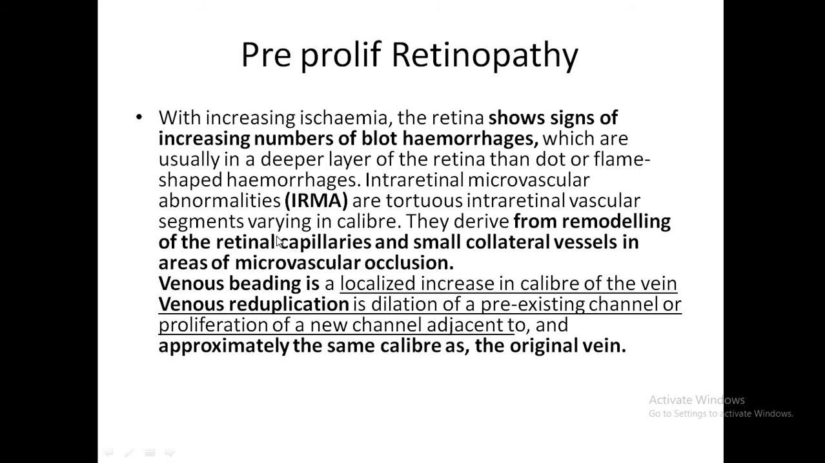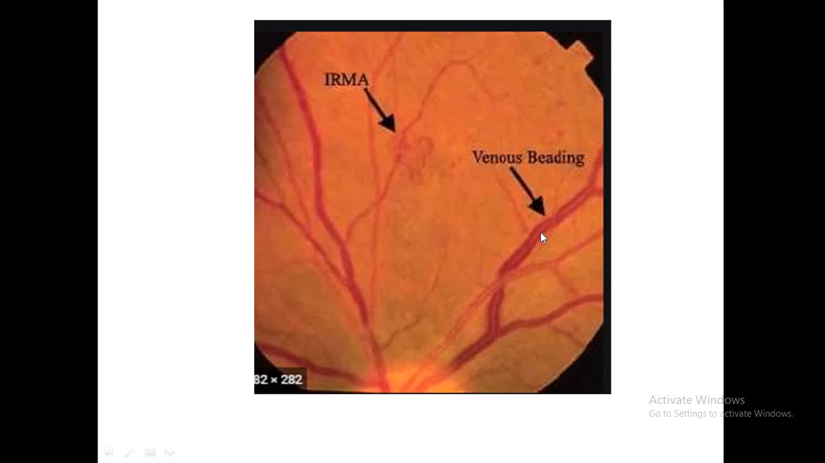So IRMAs are basically from retinal capillaries, whereas venous beading and venous duplication is confined to the veins. Venous beading is a localized increase in the caliber of the vein, whereas reduplication is a dilatation of a pre-existing channel or proliferation of a new channel. And venous reduplication is approximately the same caliber as the original vein, whereas in the beading the caliber is increased. So you can see venous beading here, and there are the IRMAs here, the anomalies.